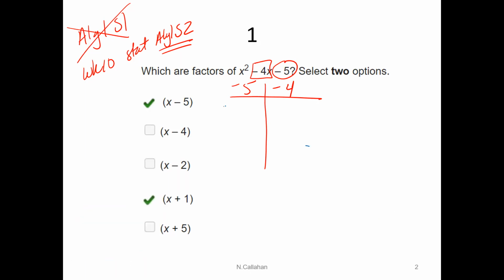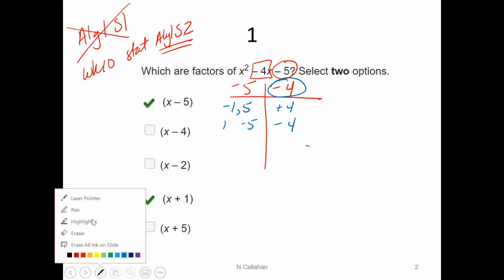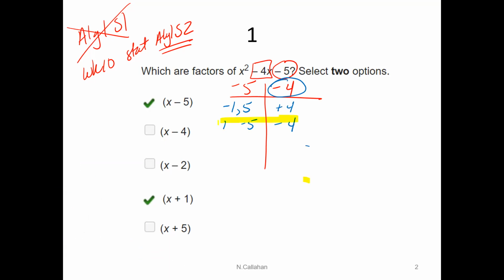So one that I could use is -1 and 5. That gives me a -5. 1 and -5. But only one of them here is going to add up to a -4. So which one is that going to be? Let's take a look at this. -1 plus 5 is a +4. 1 minus 5 is a -4. So which one adds up to a -4? Probably these two numbers, right?